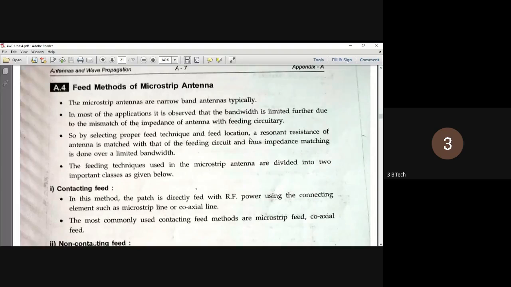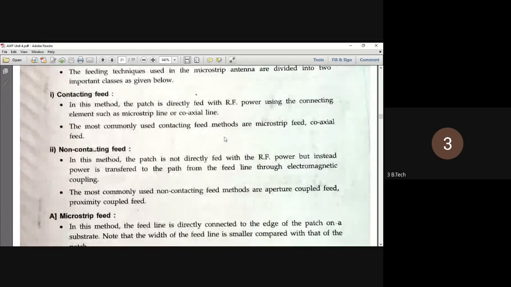If impedance matching is done correctly, we get wider bandwidth. If not, it remains in limited bandwidth. So there should be wider bandwidth and beam width should decrease. For antennas, it should have more narrow beam width, bandwidth should be decreased. So there are two types of feeds here, contacting feed and non-contacting feed.